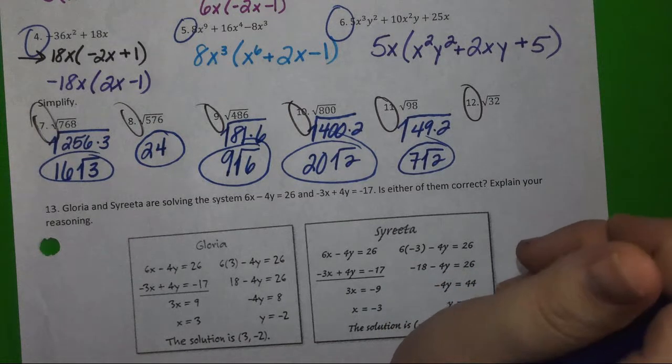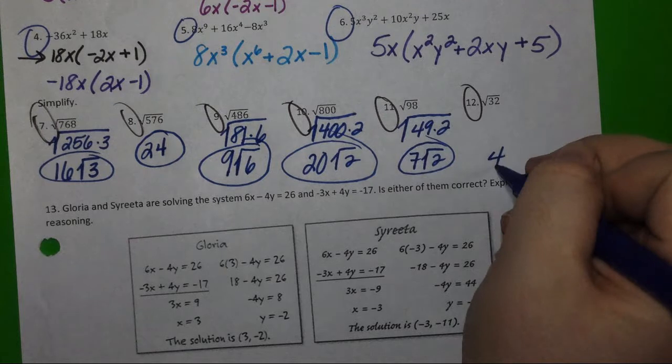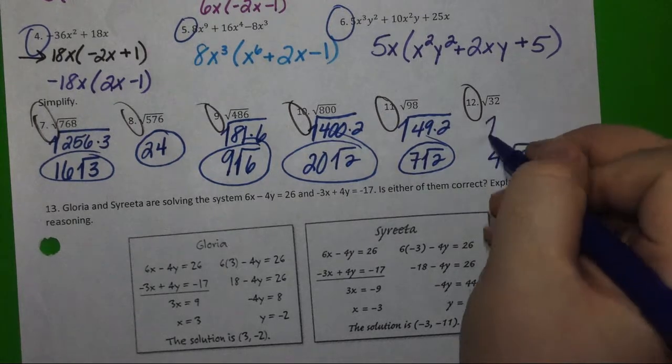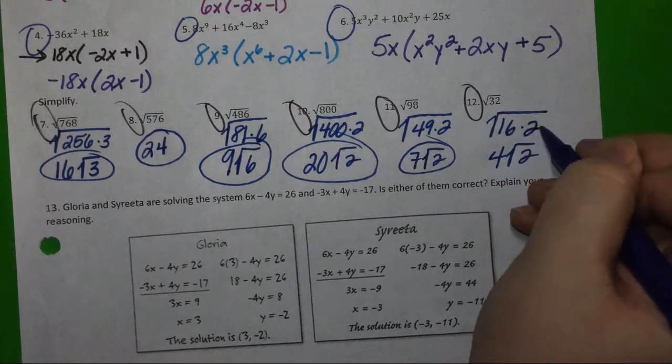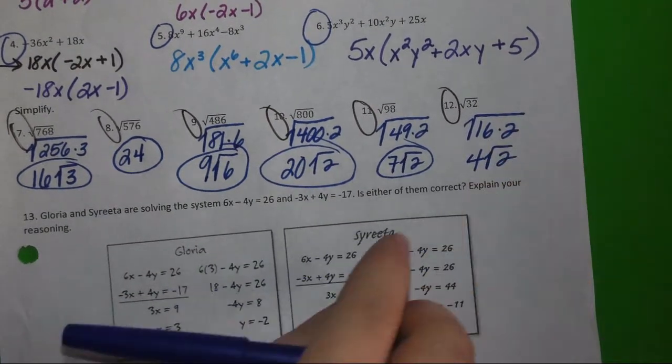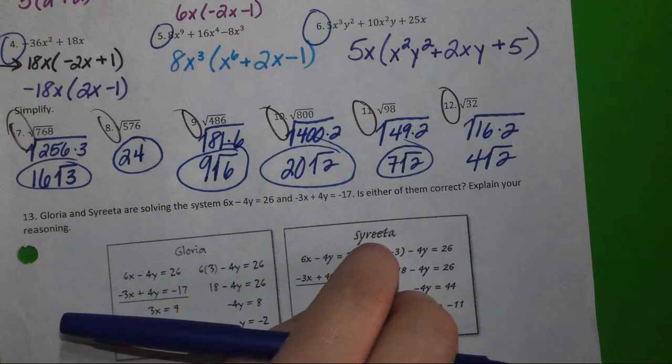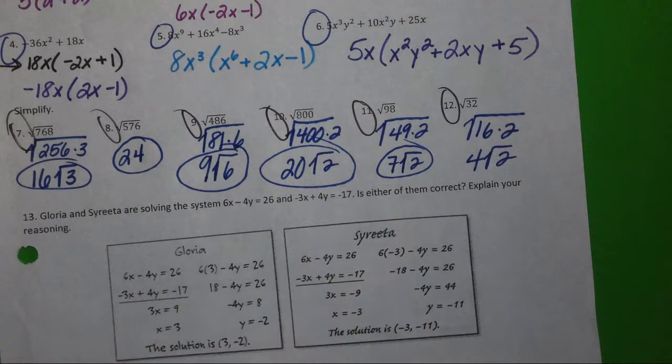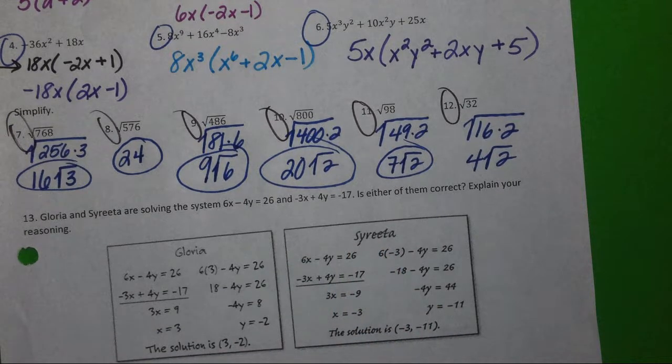Yes, dear. 4 root 2. It is 4 root 2. That one was, I think, the easiest one of the day. 16 times 2 is 32. Square root of 16 is 4, so 4 root 2. Do you see how they were prepared and they were freaking on it today? You could all be like that and get 13 and 14 done tomorrow.